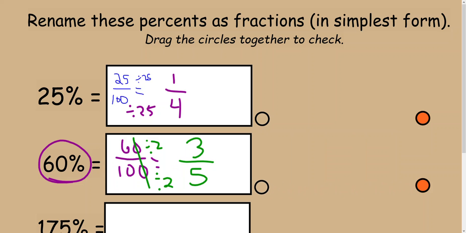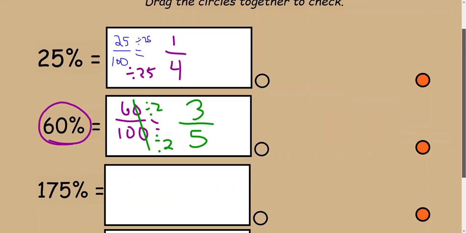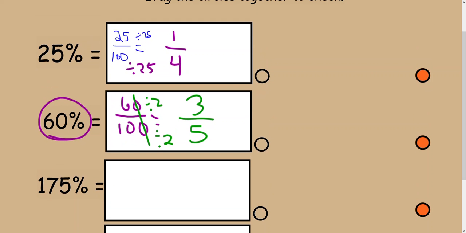Are you getting it? If you're getting it, say, I'm getting it. If you're not getting it, raise your hand. Miss Murphy, I need help. All right, pause it. Try the next one. Unless you've already tried it, let's check it.